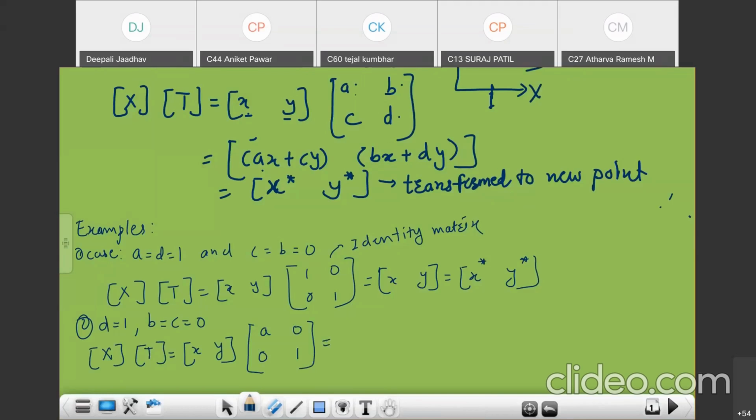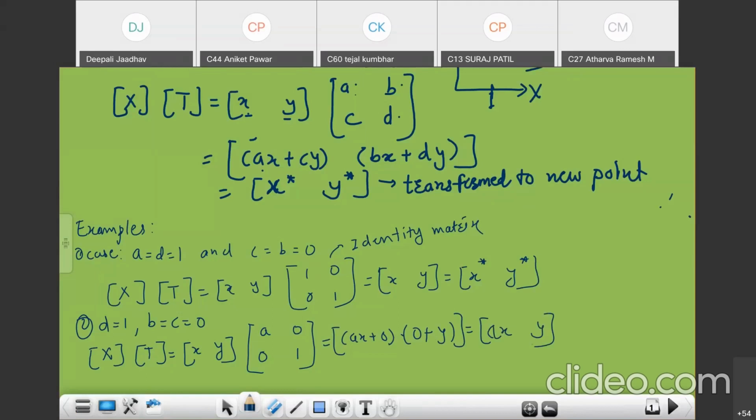When we multiply this XY with this transformation matrix, what is our result? AX plus CY, correct? CY is 0. And the second one, BX plus DY. B is 0, so that is 0, and DY is Y as it is. So the result is like this: AX and Y.